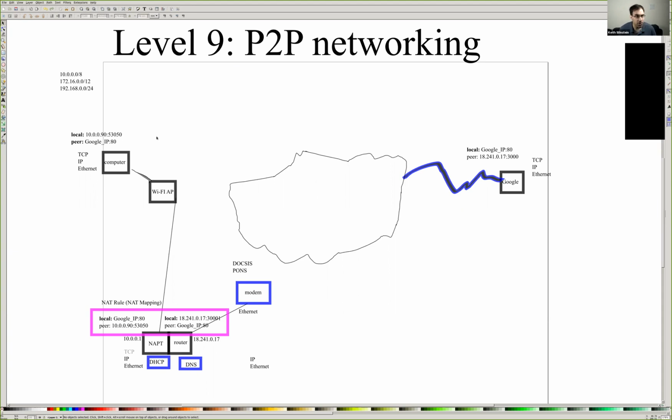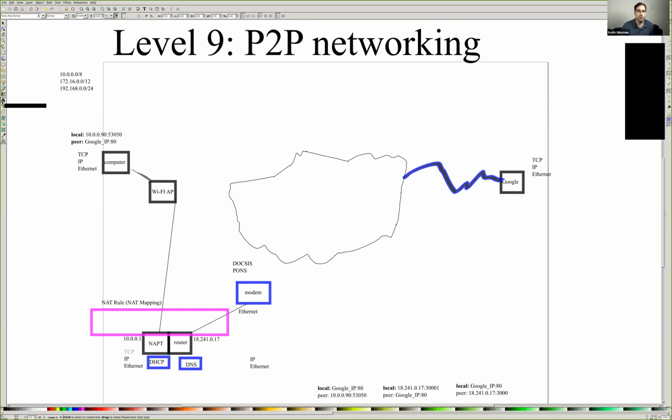So let's try and draw the picture here. And instead of Google, we want to make a connection. So let me ask you this. We'll delete this for a second. What happens right now when our computer wants to open a connection to Google? We open a socket where the local address is our computer's, what it thinks is its IP address, and some random port number, and the peer address is Google's IP address, port 80.